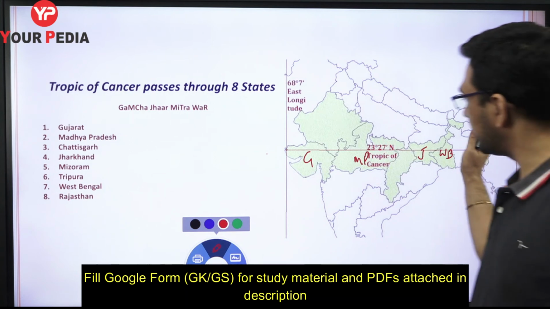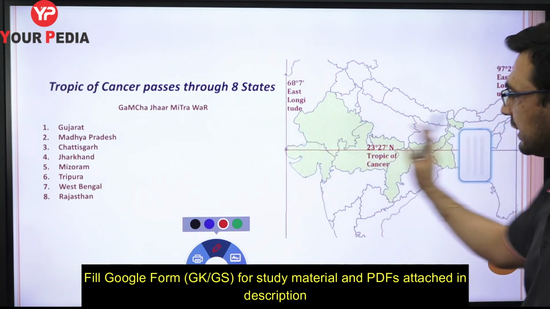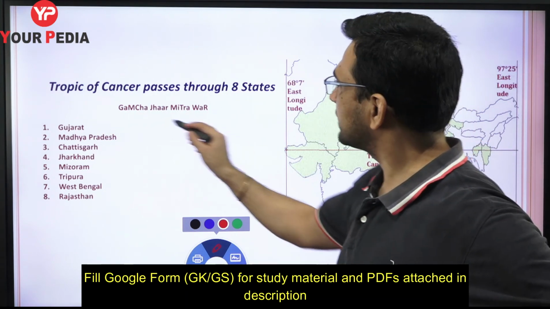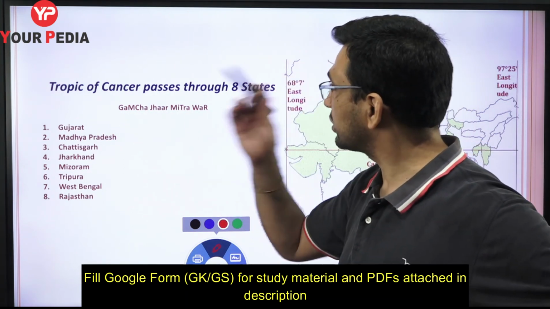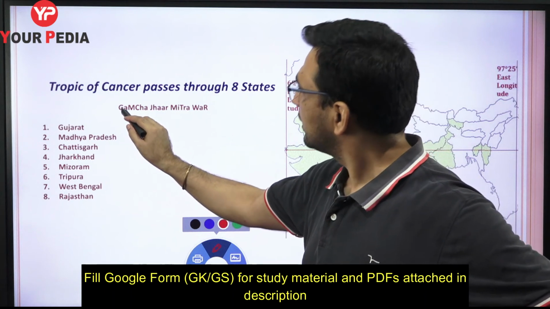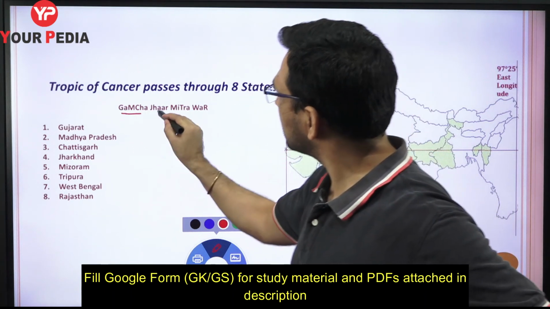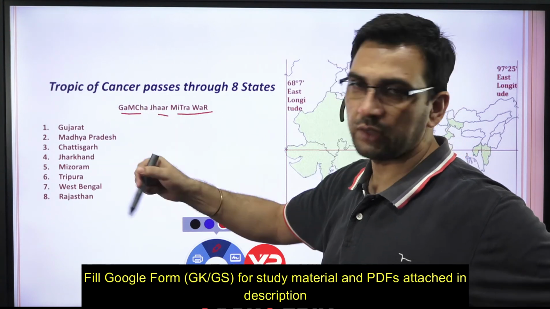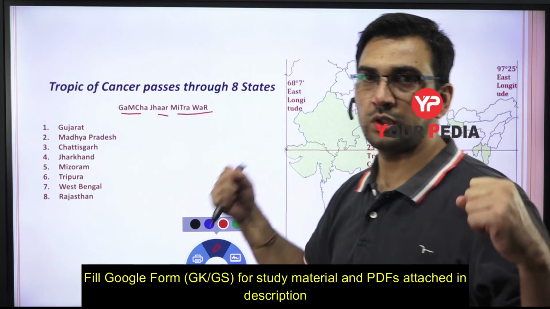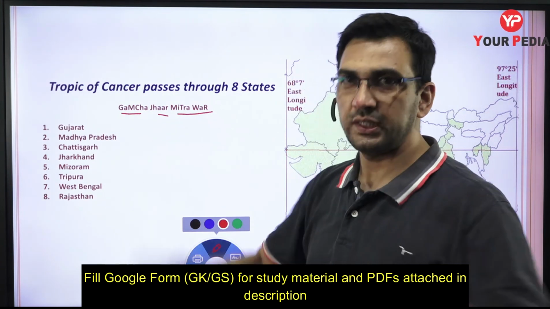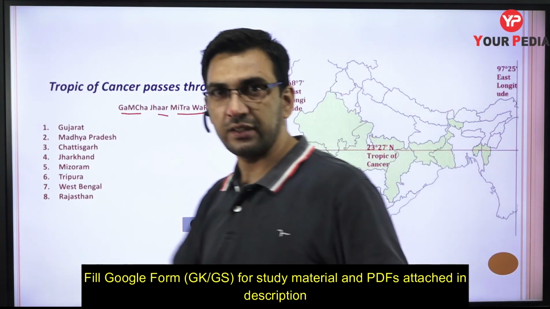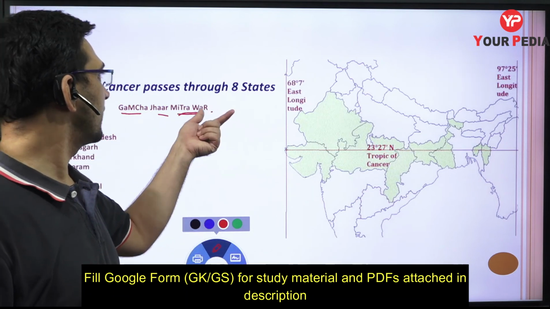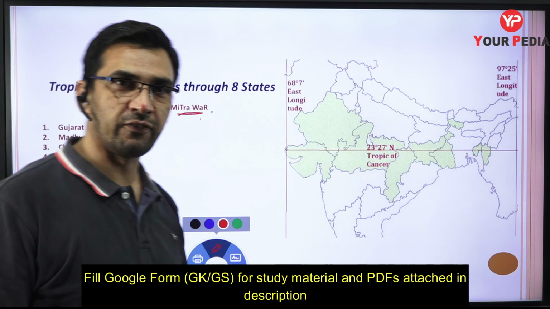Now, for remembering it easily, you could have mnemonics also, right? I saw one mnemonic somewhere on the net when I was searching. Someone has made it like Gamcha Jhad Mitrawar. We call that cloth you have a Gamcha. When you shake that particular Gamcha, obviously a fight among friends will happen, right?